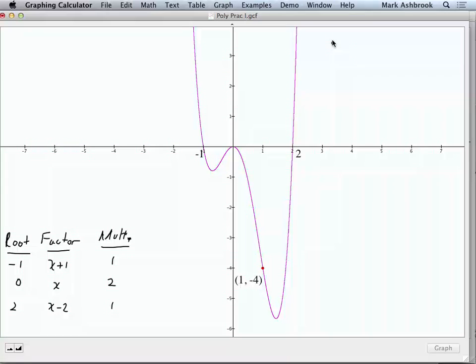Can you write it? We'll call it G. Alright, so x squared times x plus 1 times x minus 2. Is that what this is? Is that the final answer? No, so what else do we need in that formula?